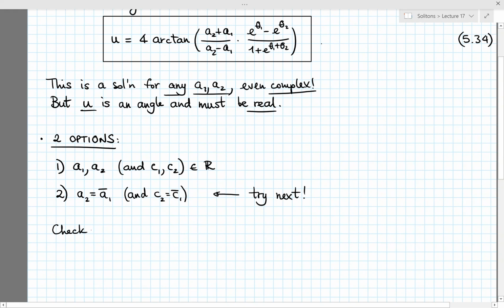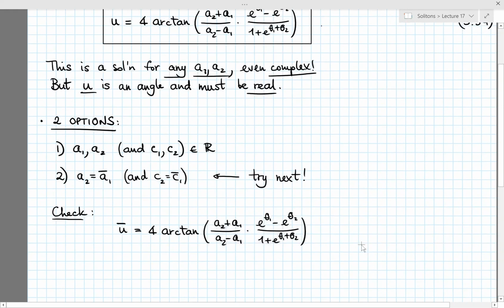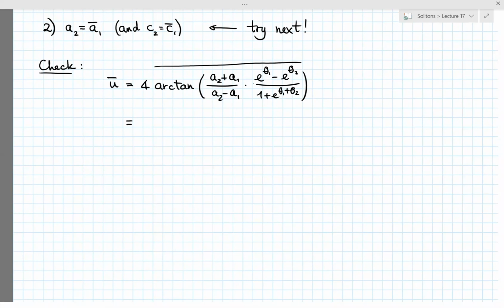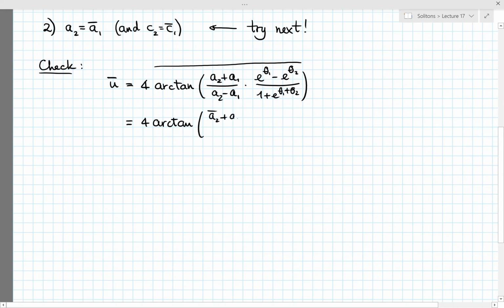Let's check now that option 2 indeed leads to a real field u. So I'll start by taking the complex conjugate of u in equation 5.34, which I'll copy and paste now, and I'll just write a complex conjugate. Next, I use the fact that the arctangent as well as the exponential, which appears in the argument, are complex analytic functions, which means that the arctangent of the complex conjugate is the complex conjugate of the arctangent, and the same for the exponential. So we get 4 arctan of (A2 bar plus A1 bar) over (A2 bar minus A1 bar) times (e to the theta 1 bar minus e to the theta 2 bar) over (1 plus e to the theta 1 bar plus theta 2 bar).